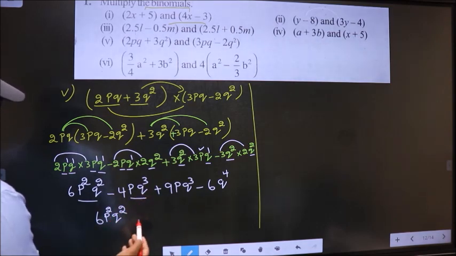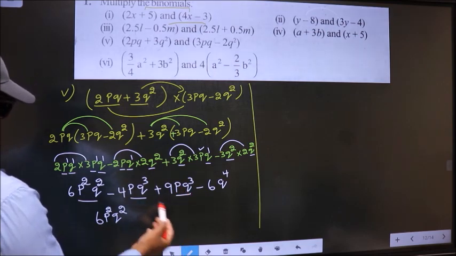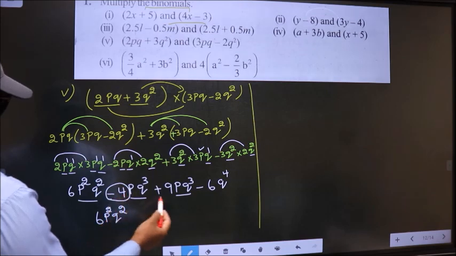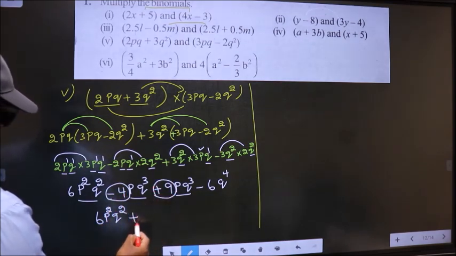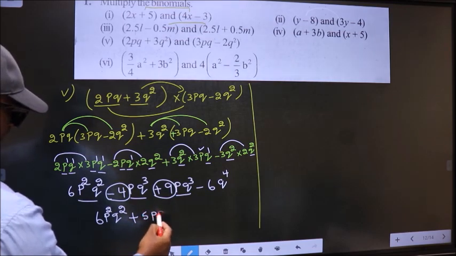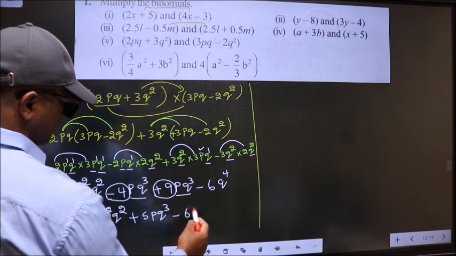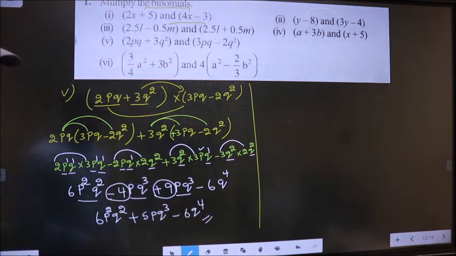Next is PQ cube term. Here also we have PQ cube term. So these are like terms. So here minus 4 and here plus 9. You will get plus 5 PQ cube. And this no change. So this is our answer for the 5th bit. Next, 6th bit.